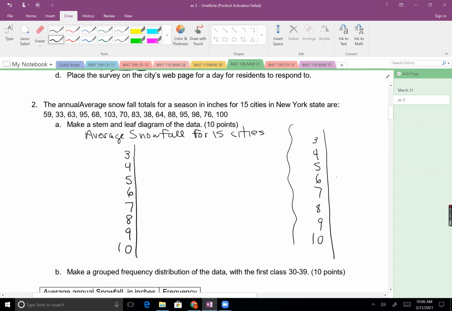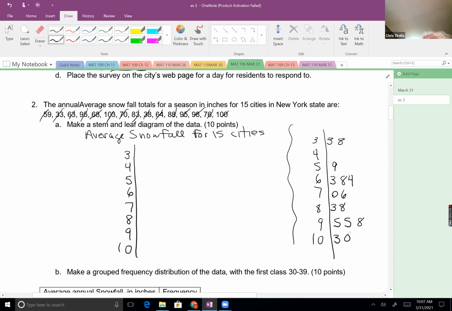So the first value is a 59. Next to the 5, we'll put a 9. Then we have a 33. So next to the 3, we'll put a 3. 63, 95, 68, 103, 70, 83, 38, 64, 88, 95, 98, 76, and 100.